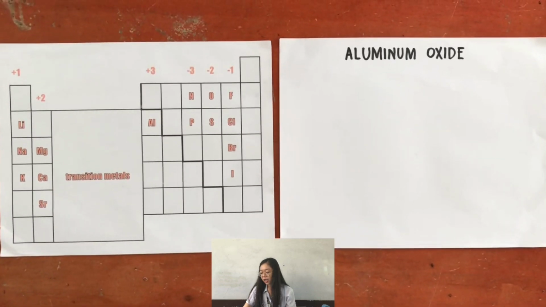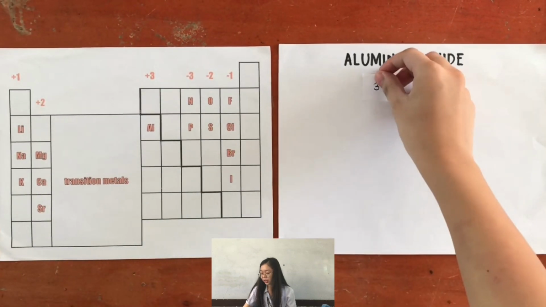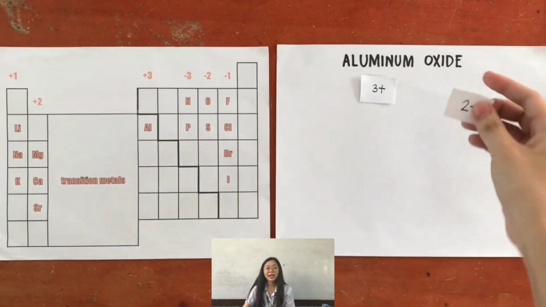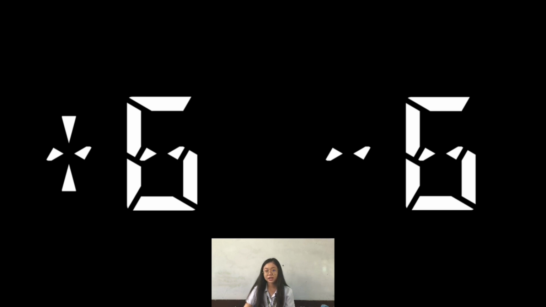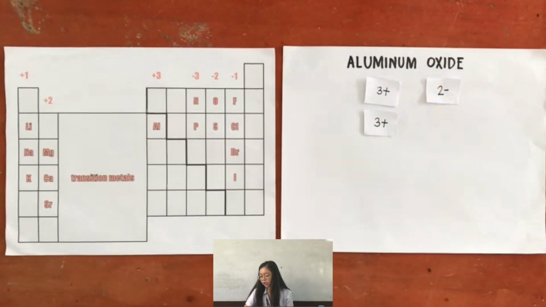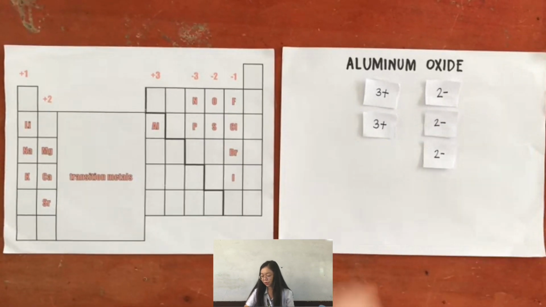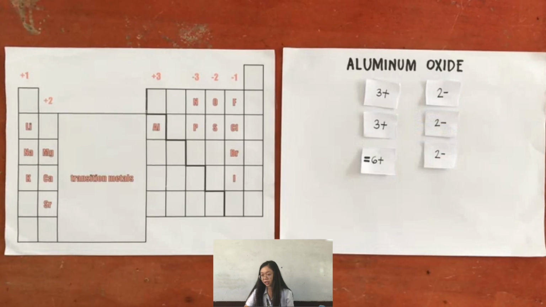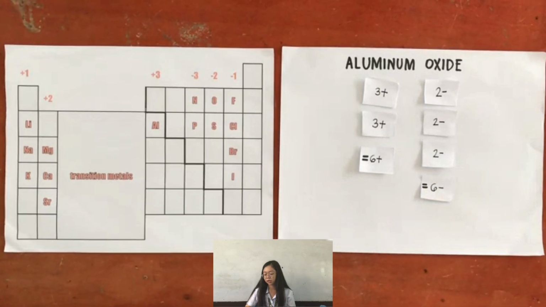So in this case, aluminum has a charge of 3 positive, while oxygen has a charge of 2 negative. In order to balance this out, we must find the LCM of their charges. The LCM of 3 and 2 is 6. So we need to make their charges 6 positive and 6 negative. So we'll add another 3 positive in the aluminum, and 2 oxygen with 2 negative charges each. This will result in 6 positive, and this one will have 6 negative. 6 plus negative 6 is equal to 0, so they are now balanced out.